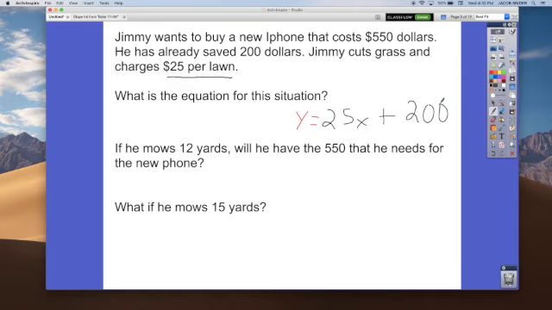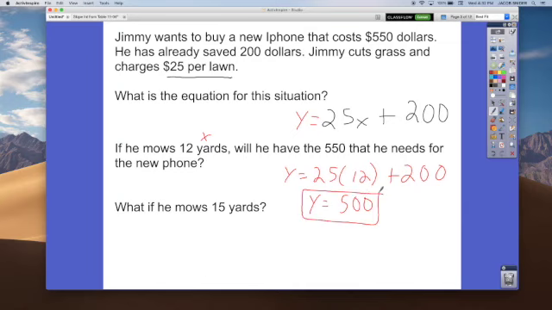So there's my situation. Now, if I answer the question, where would I plug it in? How would I figure it out? What would I do? I want to figure out if he mows 12 yards. This is our x. So I got y equals 25 times 12 plus 200. Okay? Put it in your calculator there and see what you get for me. 25 times 12 plus 200 equals his total amount of money that he would have then is $500.